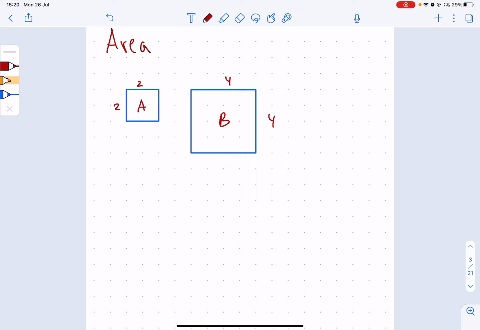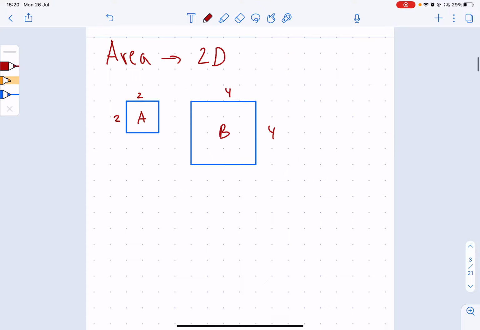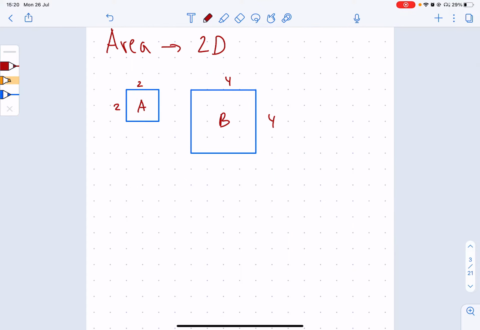So why is area different in this case? The reason is because area no longer represents a one-dimensional measurement. It represents a 2D measurement. So in this case, if we wanted to compare how many times the area of B is bigger compared to the area of A, we could not do exactly the same thing as we have done before. We could not just take the lengths, because those lengths represent a one-dimensional measurement, and the area is not a one-dimensional measurement.